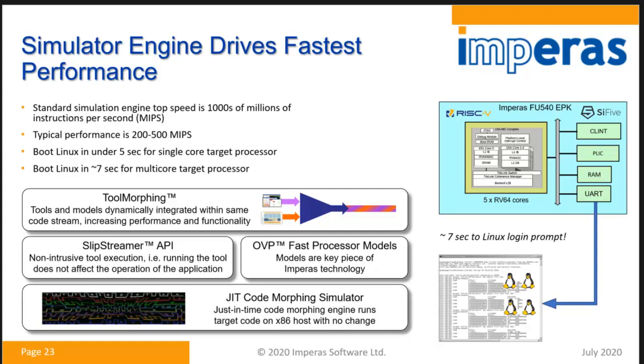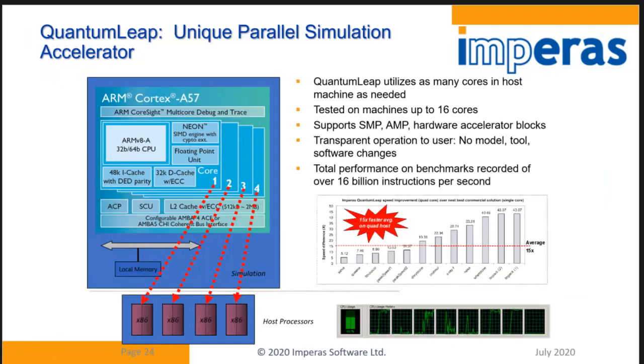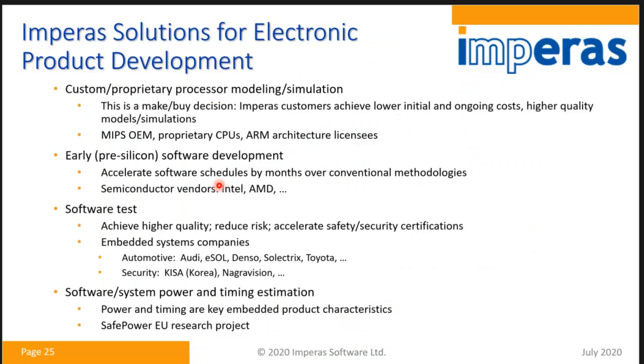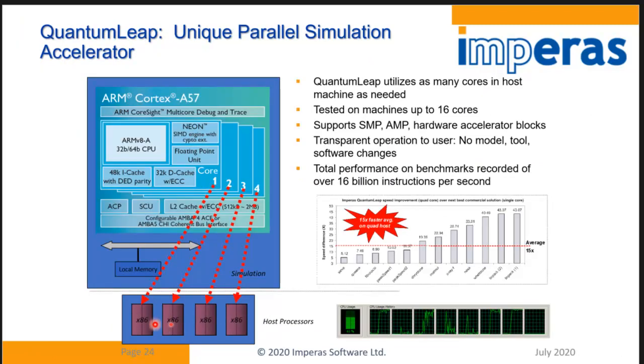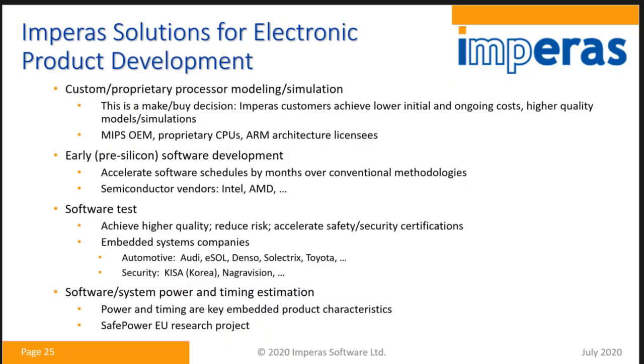You can boot Linux in under 10 seconds normally, pretty quickly there, and have full interactivity of it. And if you really need more speed, we have a technology called QuantumLeap, which is a parallel simulation accelerator, which takes the cores and takes the software that's running on the individual cores in the simulation and maps that down to the host processors that you're running on your desktop PC. So we have a variety of different solutions.